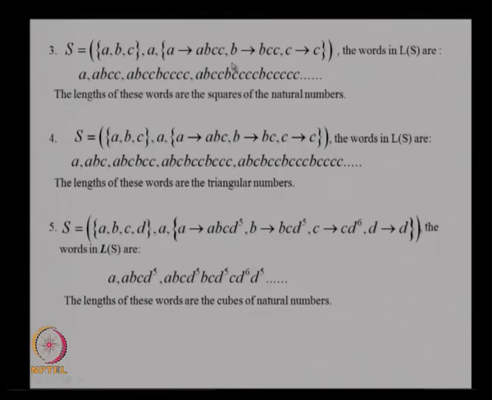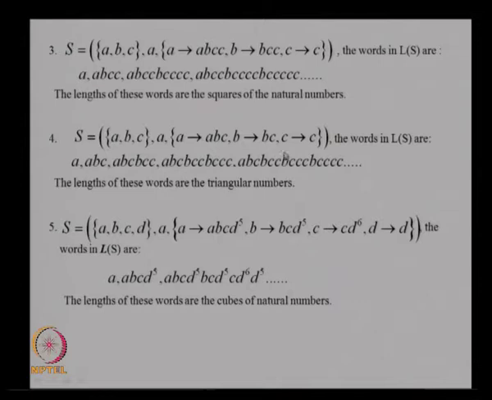And if you look at this one, you find that the sequence generated is A goes to A, B, C, C, then again replacing A by this rule, B by this rule, C by this rule, you get this. The lengths are 1, 4, 9, 16, and so on. They are squares of the natural numbers.